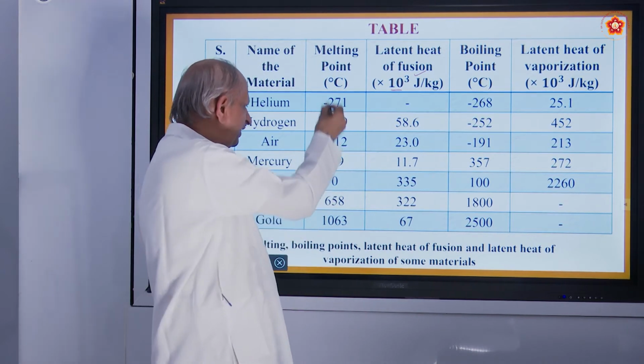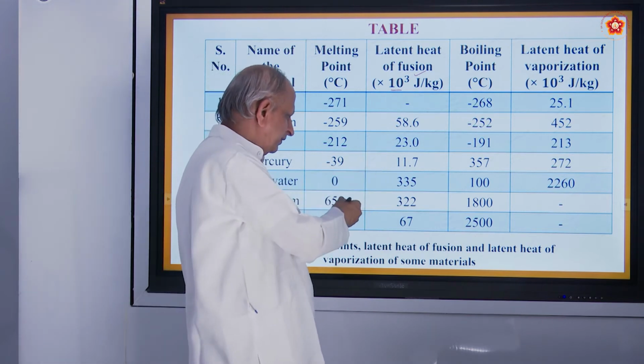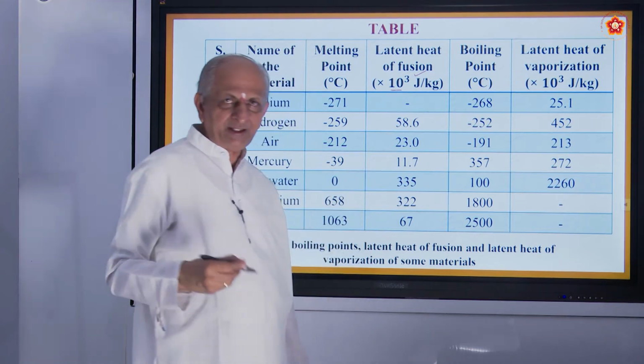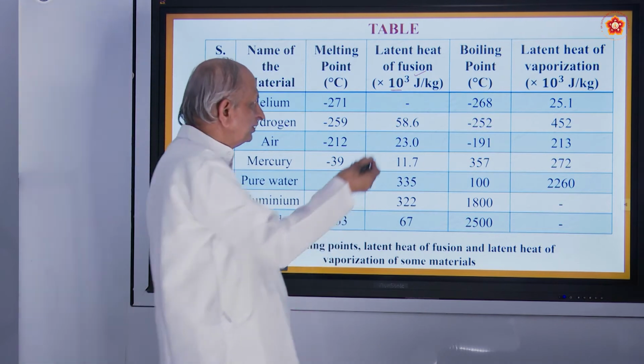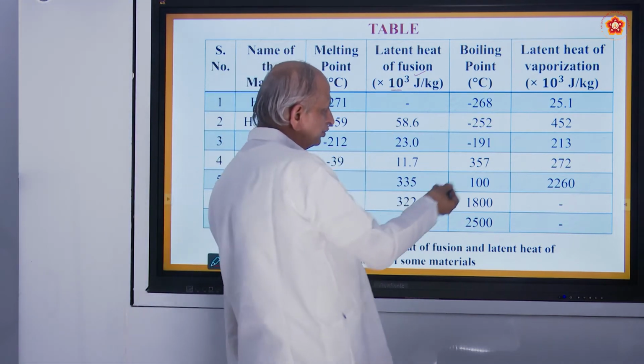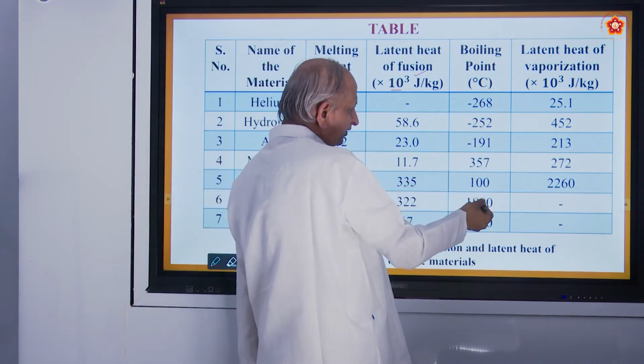Aluminium, it is 658 melting point. It means solid aluminum starts melting into liquid. 322 is the latent heat of fusion. Boiling point is 1800.